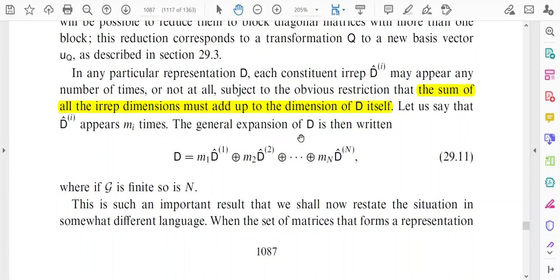The general expansion of D is then written as D equals m1 times D-hat 1 plus m2 times D-hat 2, and in this way up to mn times D-hat n. So the representation D can be expressed in this summation form, where D-hat i appears m_i times. For example, D-hat 1 appears m1 times, D-hat 2 appears m2 times, and all these D-hat i are irreducible representations.